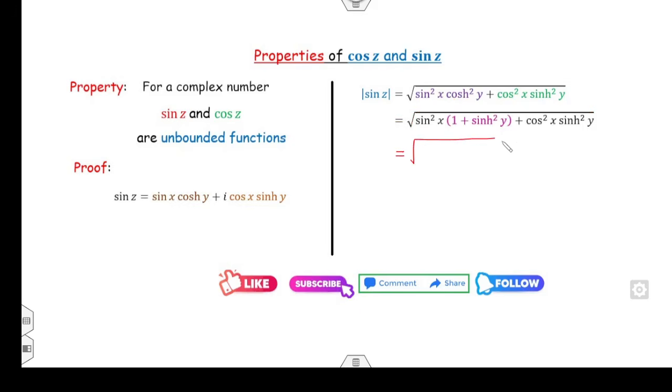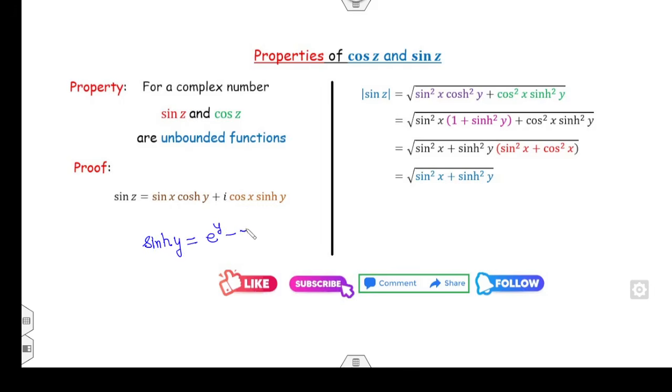Now you can open the bracket and take the common term. So sin hyperbolic square y is common. The inside term is sin square x plus cos square x, and that quantity becomes 1. Therefore, the expression becomes sin square x plus sin hyperbolic square y. Now, by the definition of sin hyperbolic y, that becomes e raised to power y minus e raised to power minus y over 2.